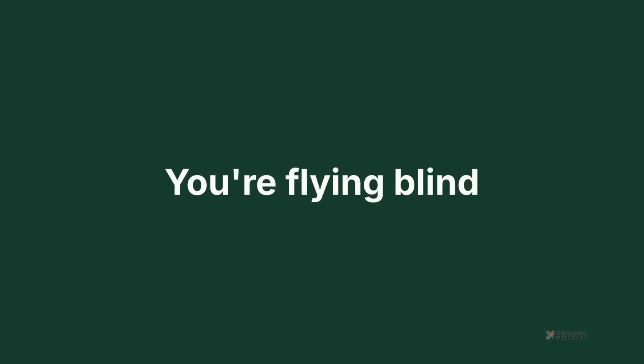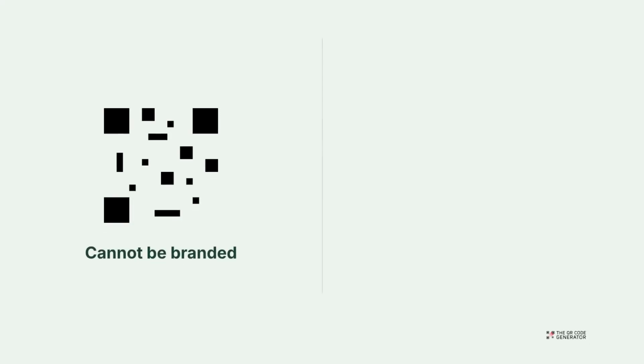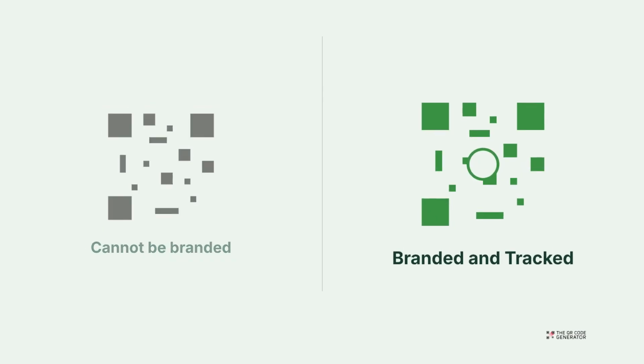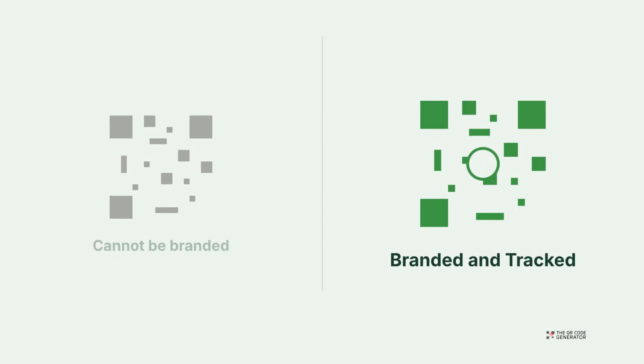You're flying blind. WhatsApp does have a built-in QR code for your profile, but it can't be branded, it can't be tracked, and for most use cases, group invites, call links, catalogs, it doesn't even exist.